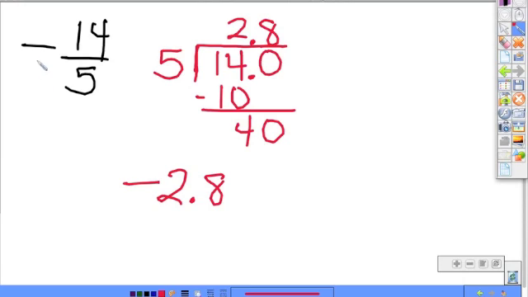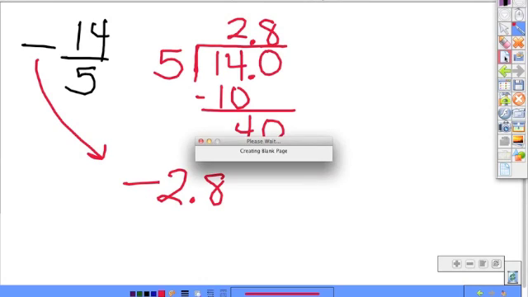That negative came from the original problem. Now, in these types of lessons, we're not dealing with any negative and negative, positive and positive. If it comes with a negative, the answer is negative. If it comes with a positive, the answer is positive. So no changing of the signs for this lesson.